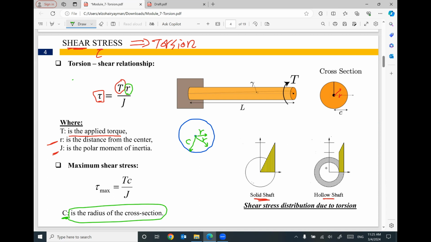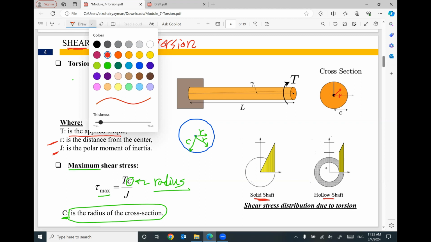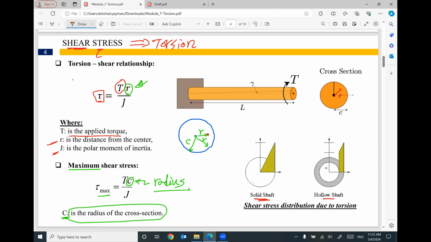So if you look at the maximum shear stress, tau maximum, I will replace this R with C. And the C represents the radius of the cross section. R in this expression is not the radius. R in this expression is the distance between the center of the cross section to any point you are looking at for the shear stress at this point.